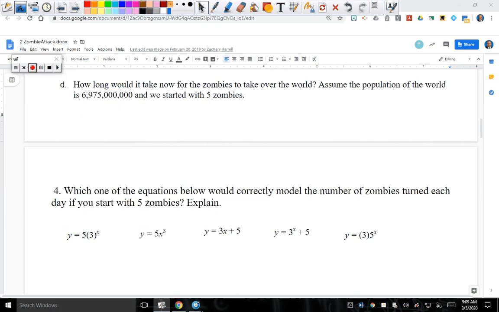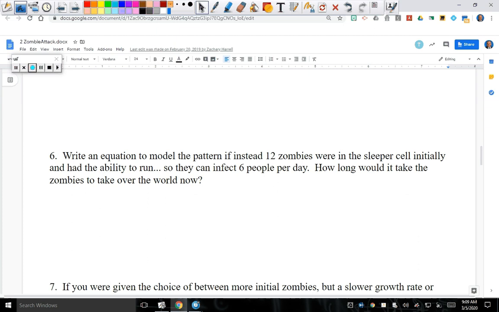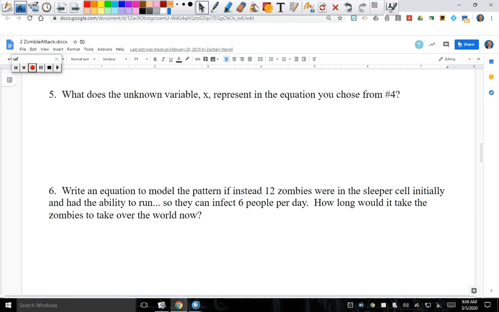Any questions? Okay, so let's keep going. Let's go to 5. What does the unknown variable represent in this equation, guys? Number of days. Write an equation to model the pattern if instead 12 zombies were in the sleeper cell initially and had the ability to run so that they would infect 6 people per day. And then how long would it take to infect the world? So what's my equation? 12 times 6 to the x. Yep. And now we want to infect the world, right? So we're going to set this equal to 6,975,000,000.